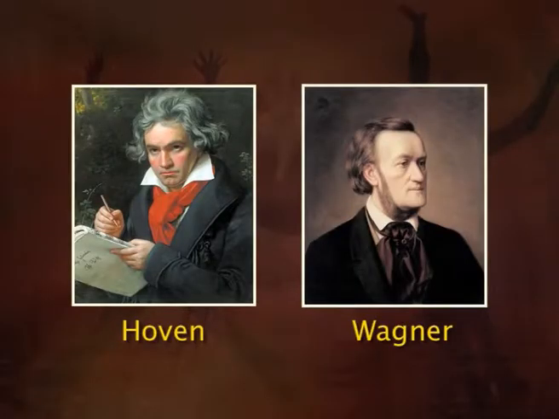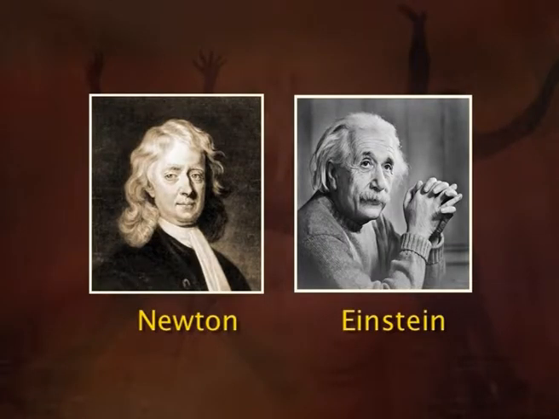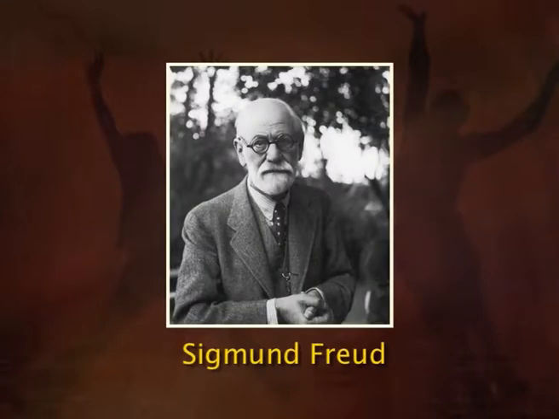They were good at everything that they did, not only good but they were excellent. We also have other genius, as people who have very high IQ are known, who have excelled in one or two areas. Some of the well-known ones are Beethoven and Wagner in music, Picasso, who is a painter, the scientists Newton and Einstein, and Sigmund Freud, who is one of the best thinkers of the 20th century.